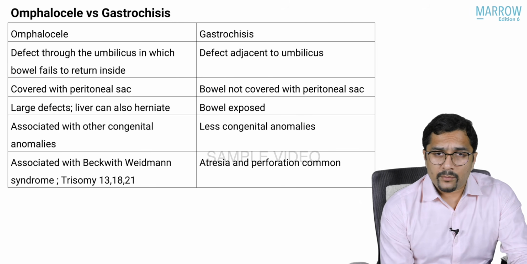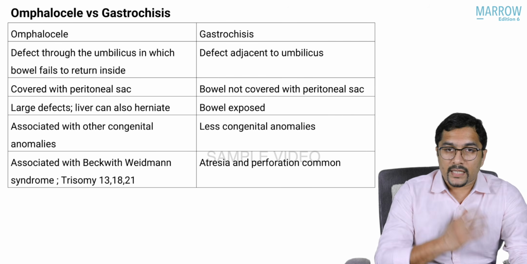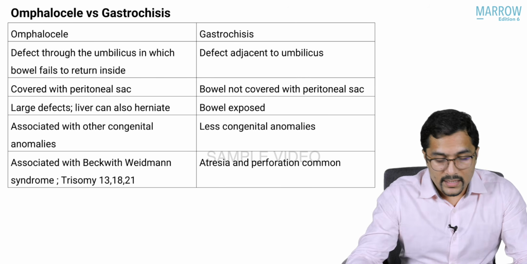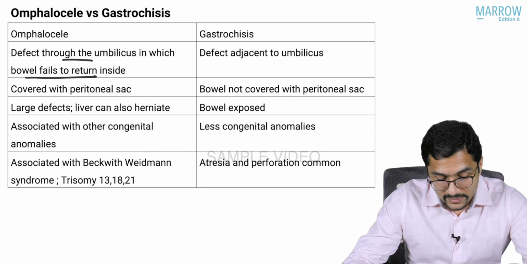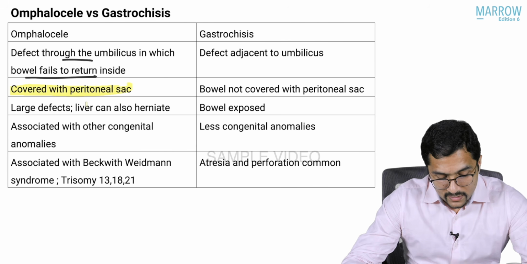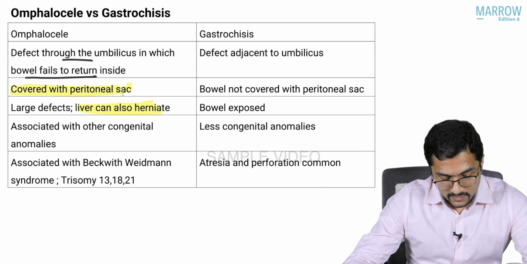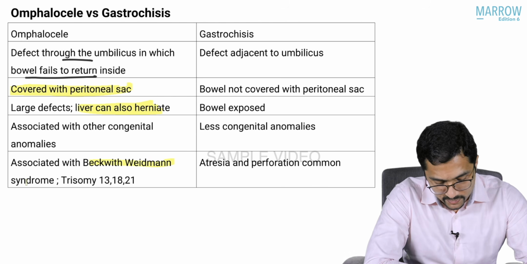Now, there are two more abdominal wall defects from which a lot of questions have been asked. You have omphalocele and gastroschisis. Omphalocele is a defect through the umbilicus where the bowel fails to return inside. The important point is that it is covered with a peritoneal sac. It is a large defect, so the liver can also herniate. It can be associated with congenital anomalies like Beckwith-Wiedemann syndrome and trisomy.